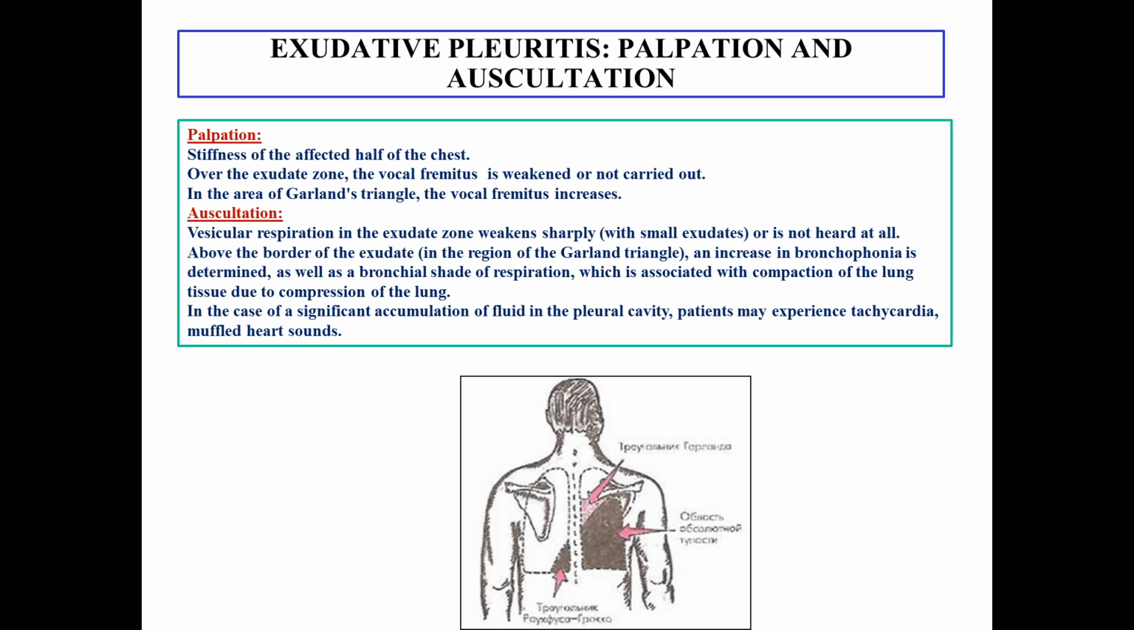consolidation of lung tissue. On auscultation, vesicular respiration in the exudate zone is weakened sharply, or is not heard at all. Above the border of the exudate, in the compressed region in Garland's triangle, there is an increase in bronchophony as well as a bronchial shade of respiration, which is associated with compaction of lung tissue due to compression of the lungs. In the case of significant accumulation of fluid in the pleural cavity, the patient may experience tachycardia and muffled heart sounds.